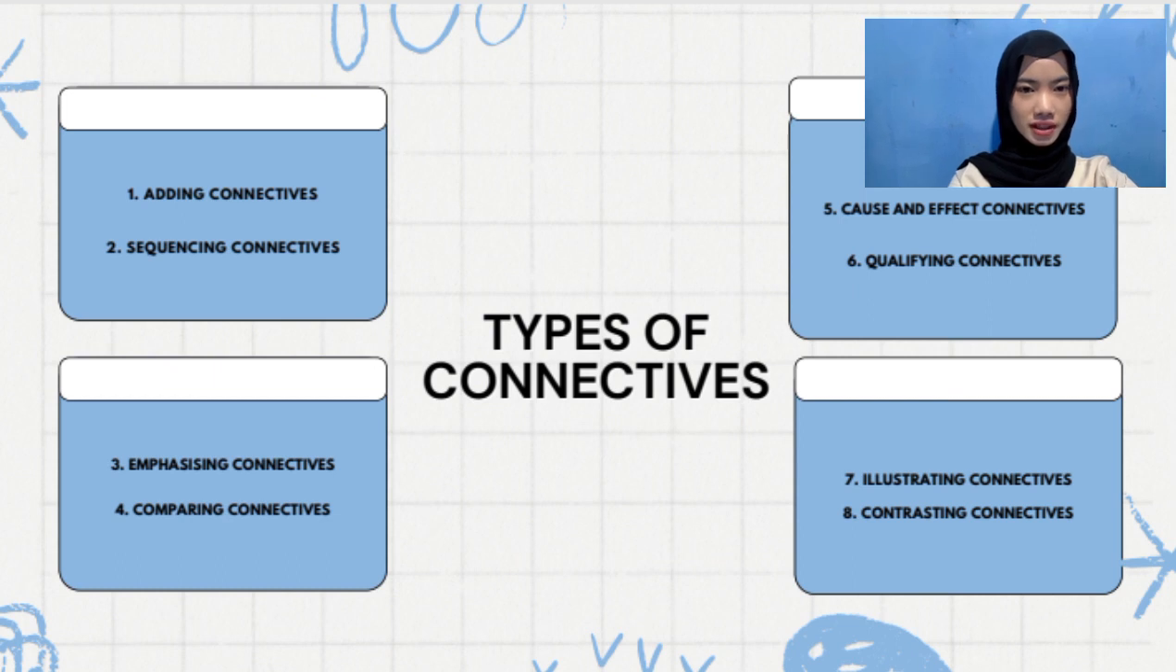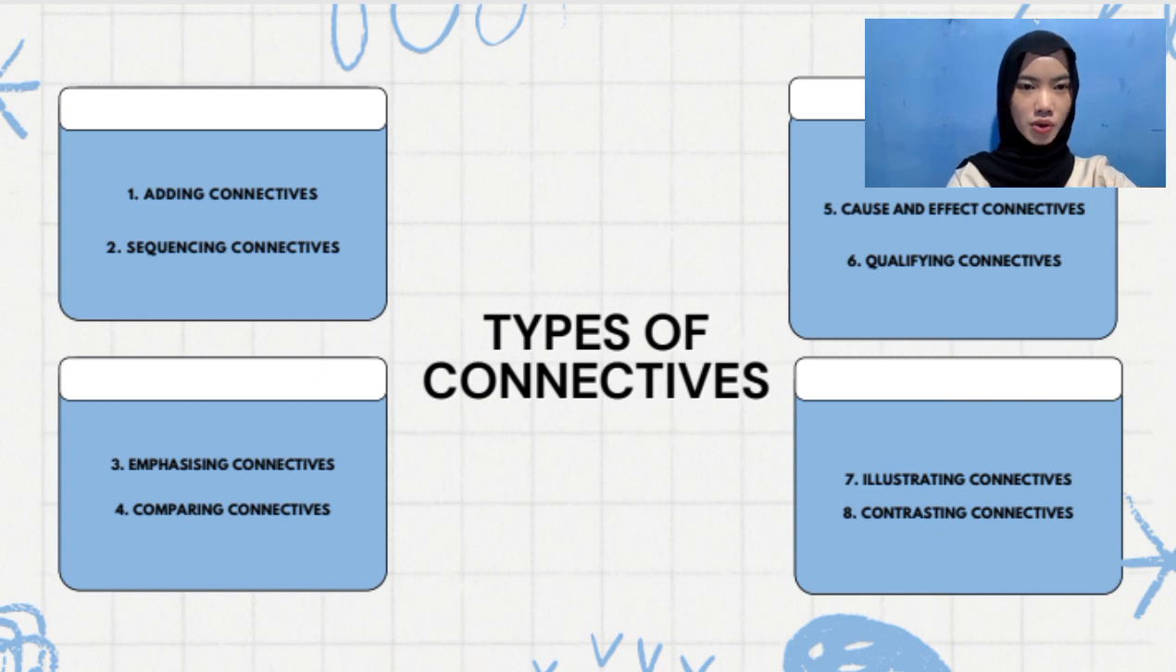2. Sequencing connectives. They are used when you want to list ideas in a certain order, like next, then, finally, meanwhile, and eventually. 3. Emphasizing connectives. They are used when you want to stress a point as being very important, like above all, in particular, especially, and significantly.